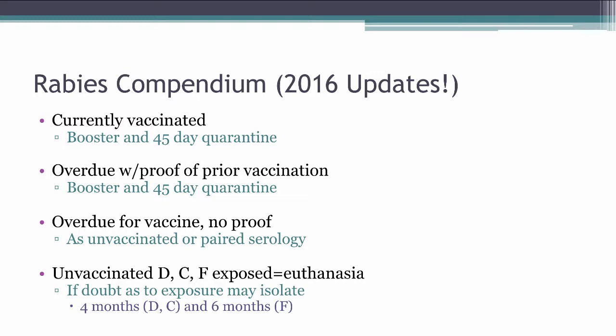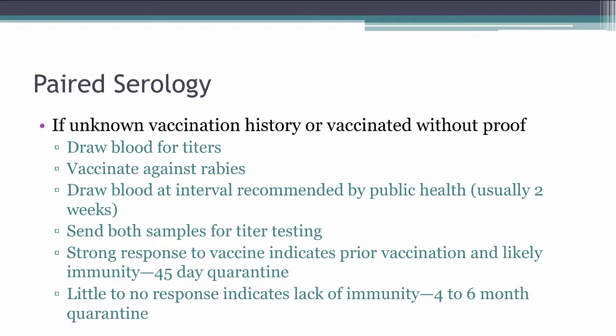This is a new recommendation as well that I found very interesting. So if we're overdue, or even if we're current, but we have no proof of vaccination, so you really don't know, and it's their word. We don't risk people's lives on the word of just about anybody, really. You can treat them as if they're unvaccinated, or you can do a paired serology. So you draw titers, booster, and 2 weeks later, usually draw the titers again and send those out. And if you've got an anamnestic response, you know that that animal was previously vaccinated, and then you can manage them as previously vaccinated with the 45-day quarantine instead of the 4-month or the 6-month quarantine.